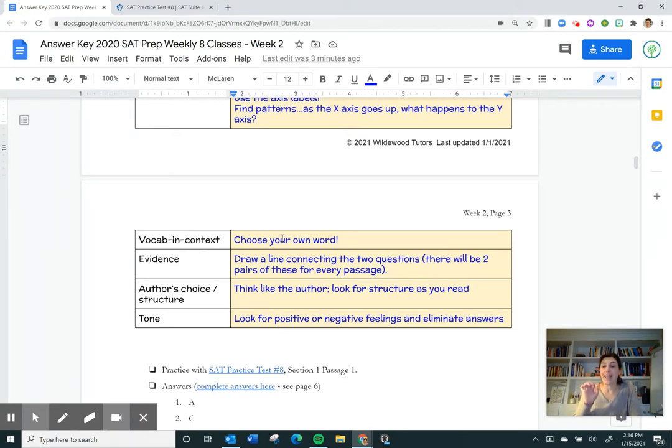Do not plug in the answer choices. That will trick you every time. Pick your own word, match your words up to the answers. That is the way to ace the vocab and context. If you can't think of your own word, pick a positive sign or a negative sign or an N for neutral and test your answers based on that.